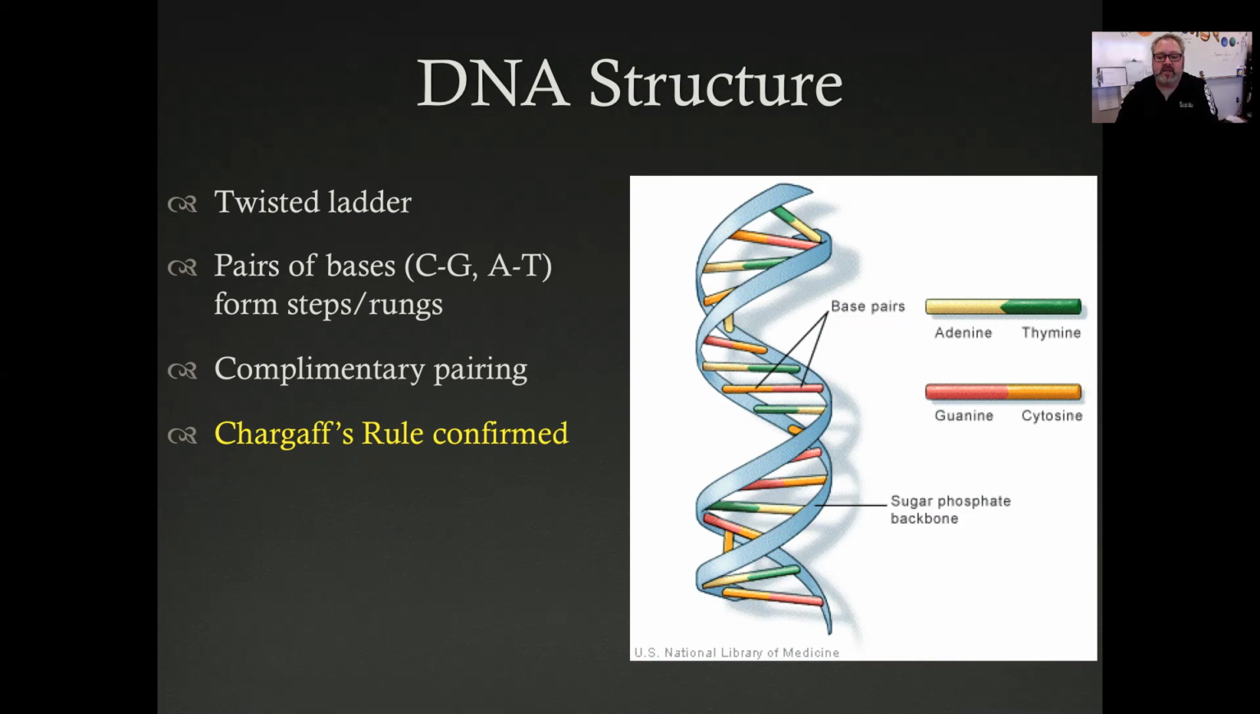This kind of pairing is what we call complementary pairing, because they complement one another, okay? The adenine pairs with the thymine very nicely. Guanine with cytosine very nicely. Cytosine is not going to pair with adenine, and guanine is not going to pair with thymine, okay? They don't complement each other.